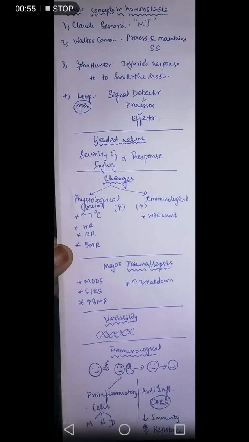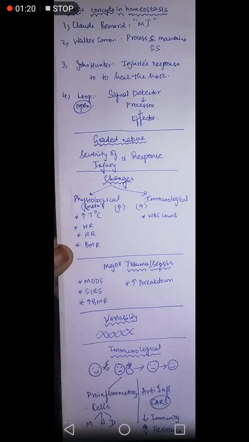There are a few basic concepts in homeostasis. First of all, what is homeostasis? Homeostasis means the maintenance of the internal environment. Maintenance of constancy is homeostasis. Claude Bernard said that the milieu interieur was important. Milieu interieur is the name he gave to the internal environment.